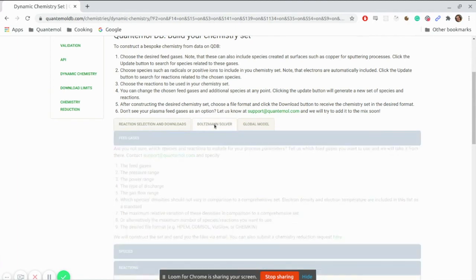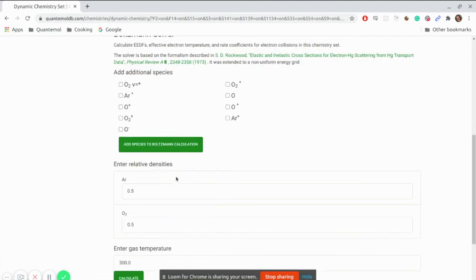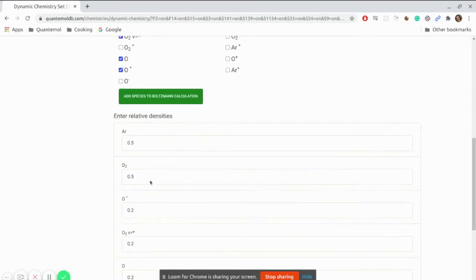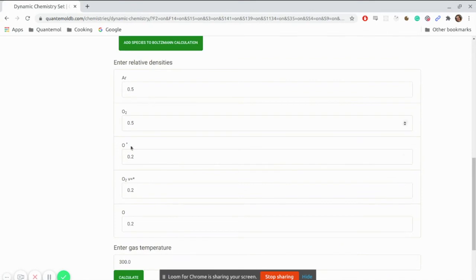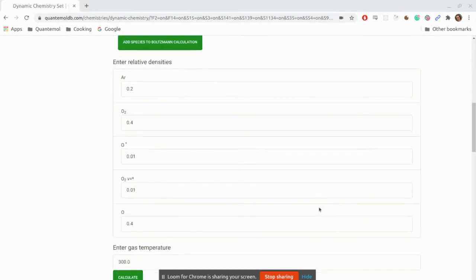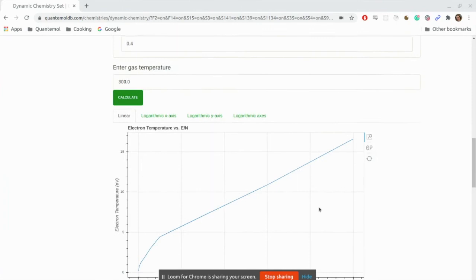Specifically, I will go to Boltzmann solver now. So we can, for example, add some other species. So let's add them here. Then we should. Okay, now let's calculate the rate. Okay, now we can see the results of this run.